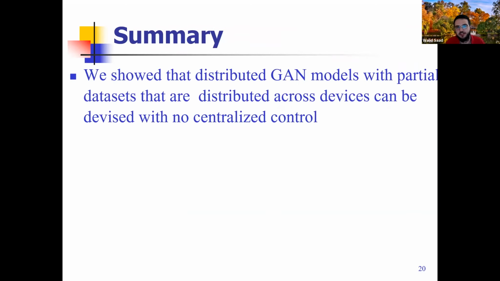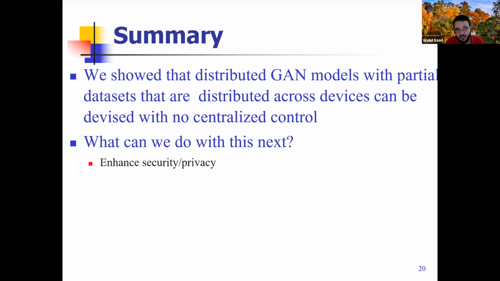So we can show that partial data sets that are distributed can be learned. You can learn the entire span of the data set of interest with your generator, and you can generate data points from that span. Now, what can we do next? There are a lot of things that can be done next. Again, you can enhance security and privacy. I'm not a privacy expert, so that's not an angle we looked at.